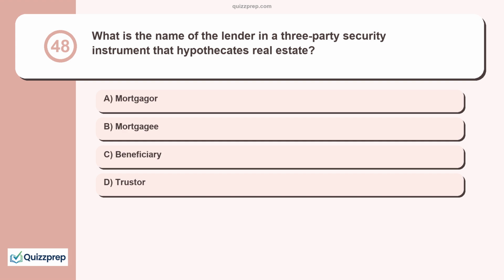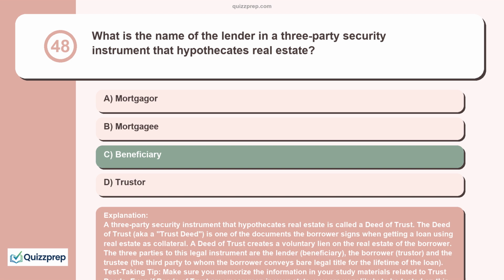Question 48. What is the name of the lender in a three-party security instrument that hypothecates real estate? Mortgager, mortgagee, beneficiary, truster. A three-party security instrument that hypothecates real estate is called a deed of trust.